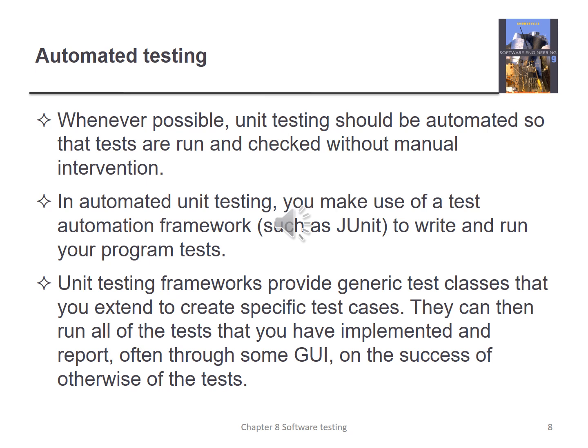Whenever possible, unit testing should be automated so that tests are run and checked without manual intervention. In automated unit testing, you make use of a test automation framework such as JUnit to write and run your program tests. Unit testing frameworks provide generic test cases that you extend to create specific test cases. They can then run all of the tests that you have implemented and report, often through some GUI, on the success or otherwise of the tests.